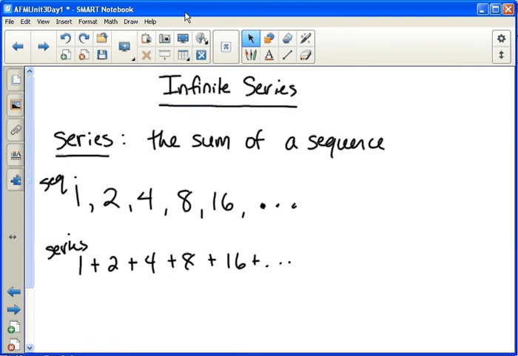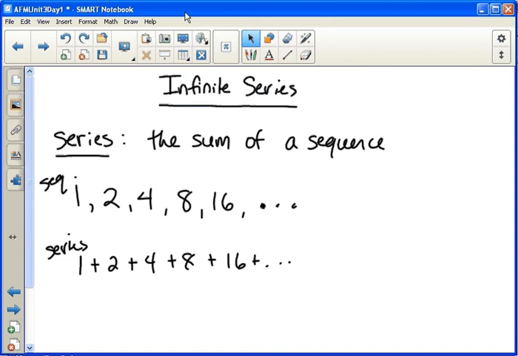In fact, you can see here the definition: a series is the sum of a sequence. So a sequence is just a list of numbers with a pattern to it, is one way to look at it. So an example here you see is 1, 2, 4, 8, 16, and so on. A series is adding those numbers together. 1 plus 2 plus 4 plus 8, and so on. So a sequence is simply a list of numbers, whereas a series is the sum of those numbers.